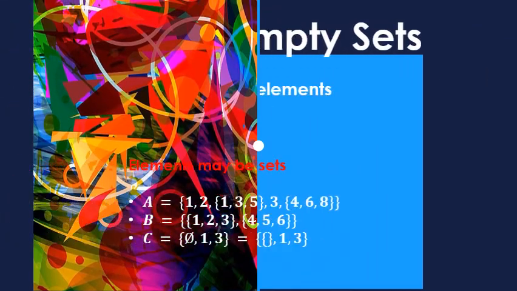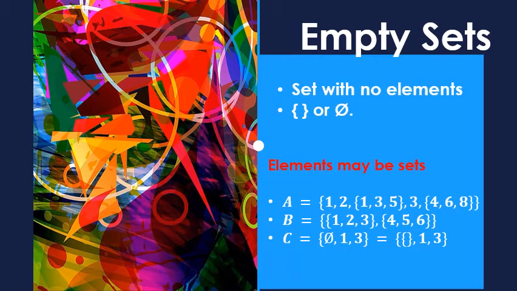Okay, this time we have the empty set. By the name itself, this set should have no elements, and it is represented by open and close curly brackets, or we have the symbol for null. That's why the empty set is also referred to as the null set. We also have to know that elements may also be a set.